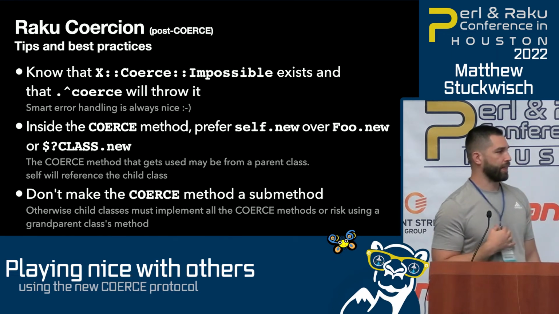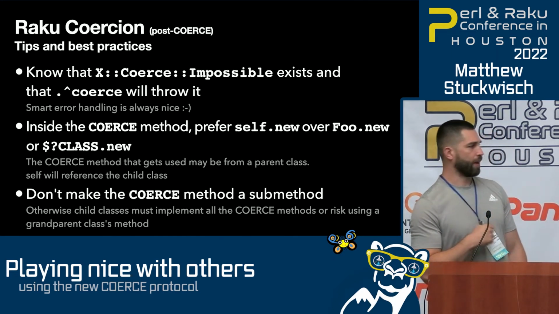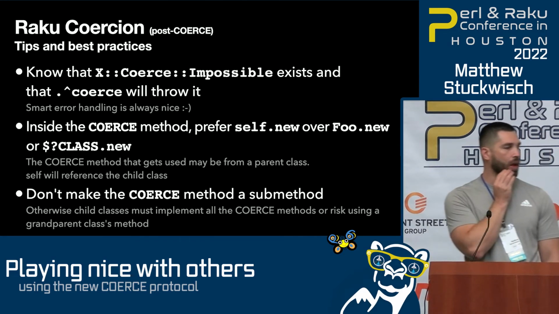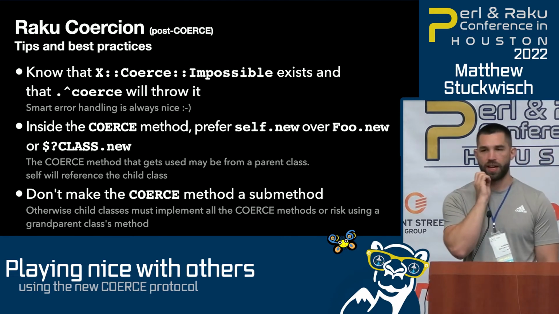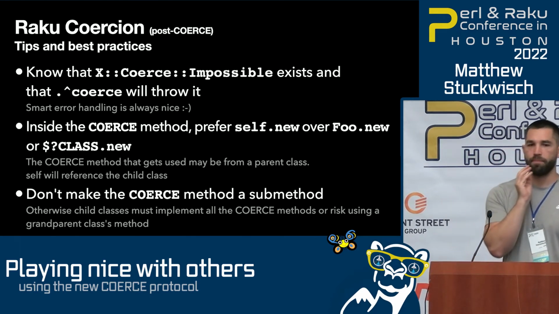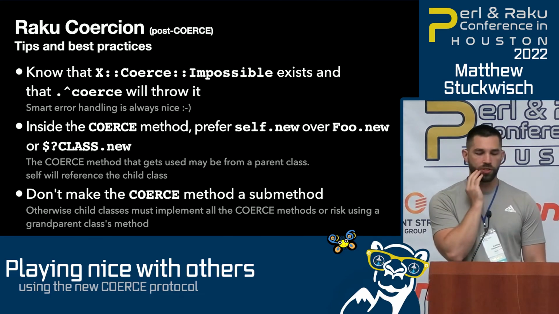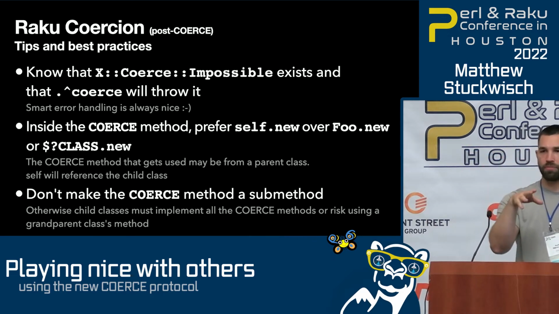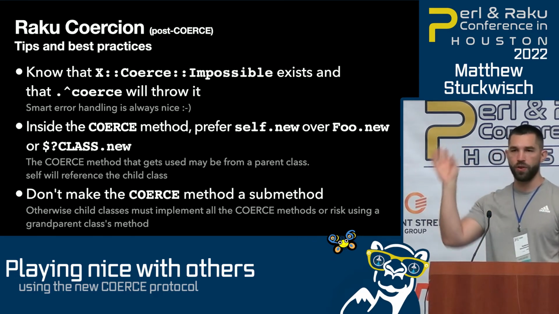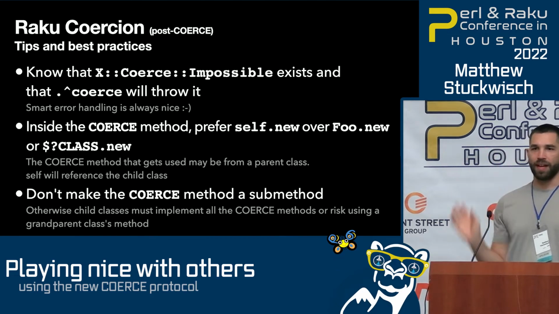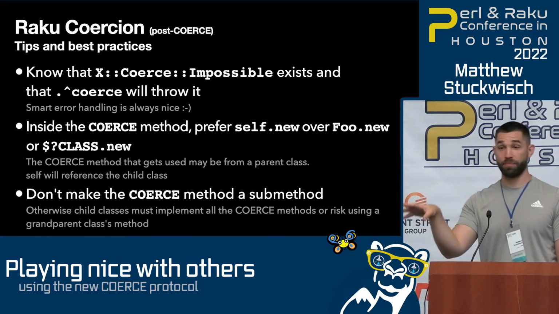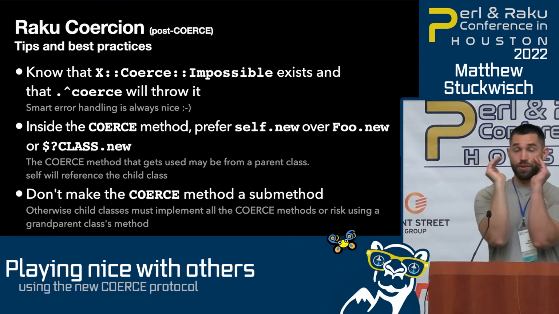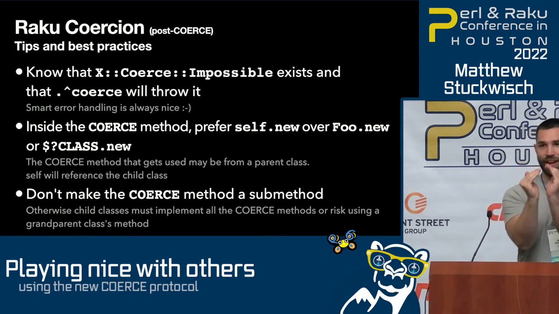And then inside the coerce method, this is one that I'm glad Vadim pointed out. It says you should prefer self.new over foo.new or class.new. You might be very tempted in writing coercion methods to do, well, I'm in my foo class and I'm writing my coercion methods to create my new foo, so I should do foo.new. Well, what if somebody's subclassed foo, and I have like foo2, and I didn't write a coercion method for foo2, but somebody did do foo2 coercion type. Well, what's it going to do?